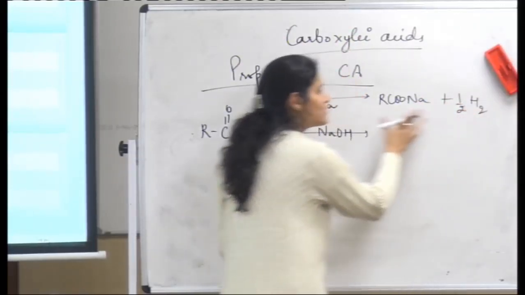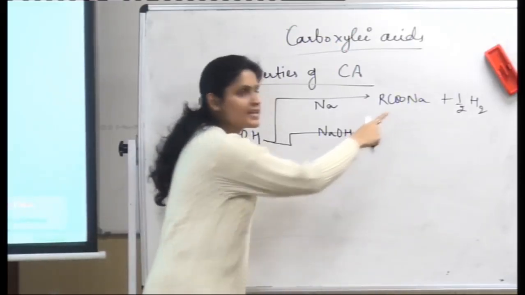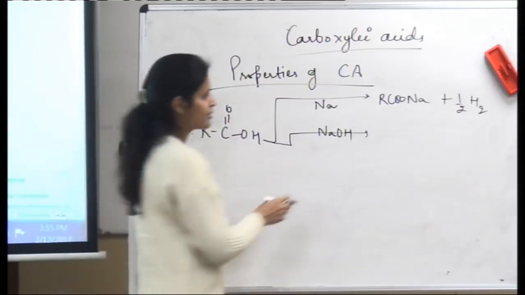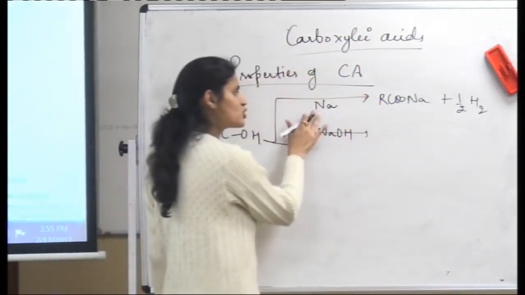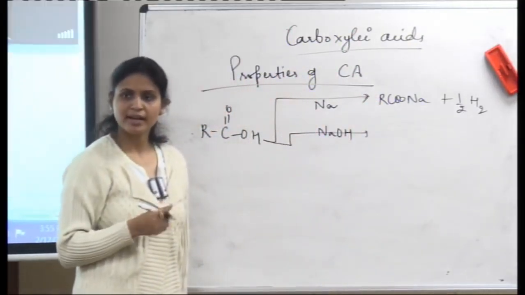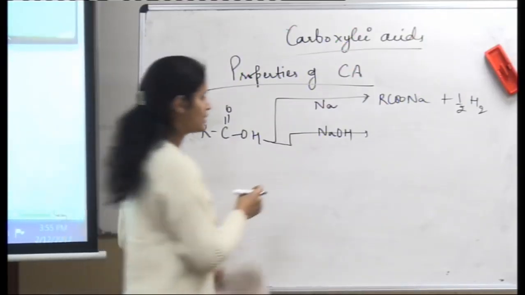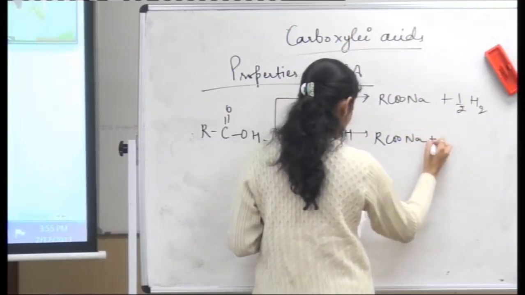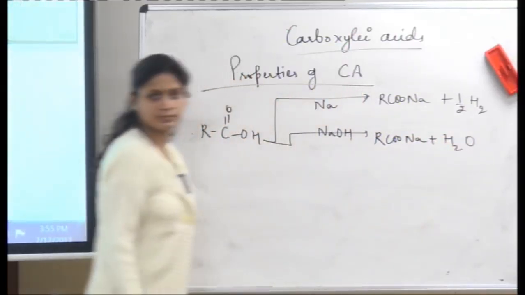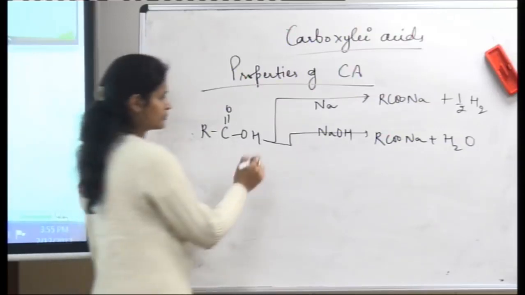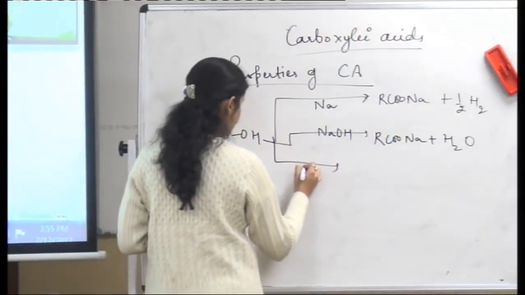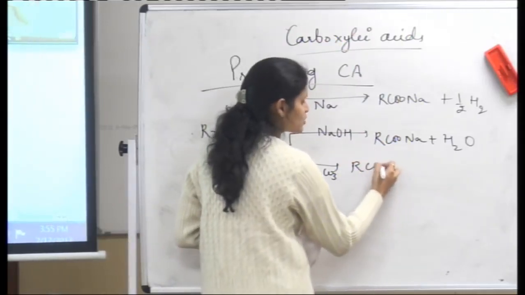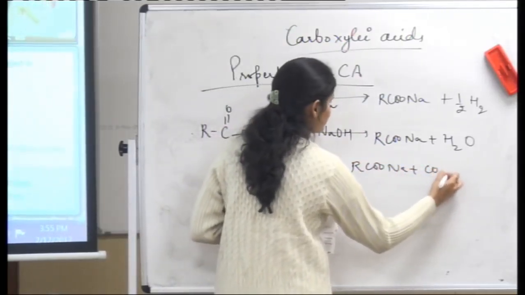This H2 released will be used to reduce this carboxylic acid into the alcohol, right? This is quite an initial part. First of all, it will form a sodium salt and then it will get reduced, right? In presence of NaOH, again it is RCOONa and H2O. Then with Na2CO3, it will form the sodium salt, carbon dioxide and water.